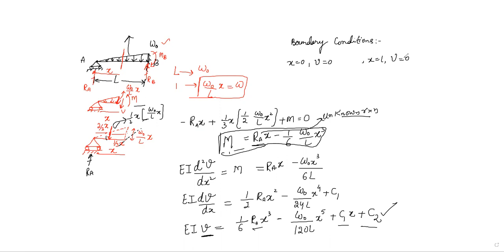Now, what else do we have? We have one more boundary condition, and that is quite an interesting boundary condition. When you have a beam which is fixed at one end, you should always remember that at the fixed end, the beam does not deflect, as well as from the fixed end up to a certain distance. The beam does not deflect up to a certain distance.